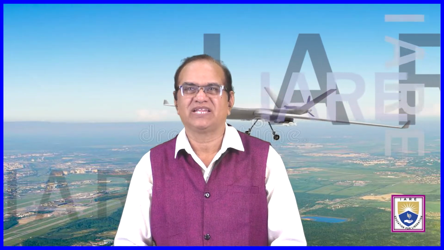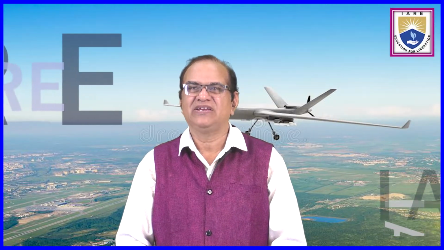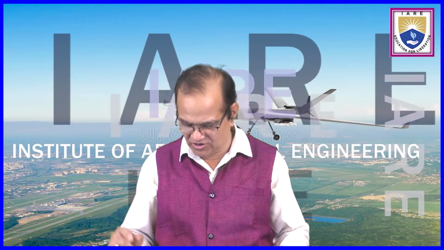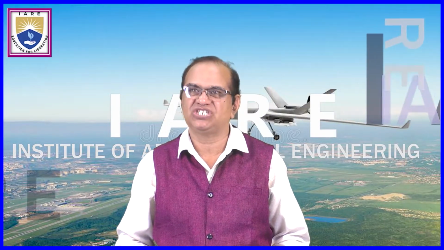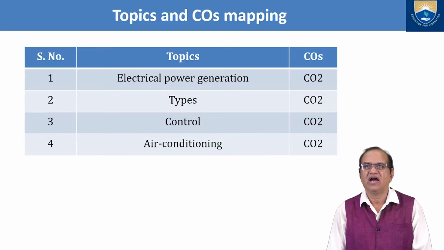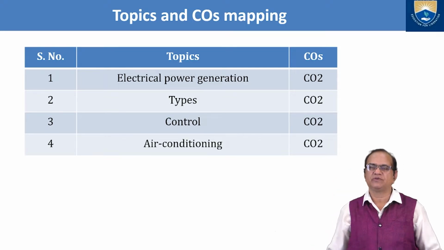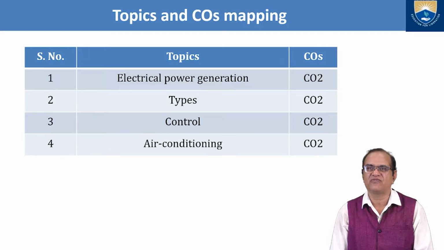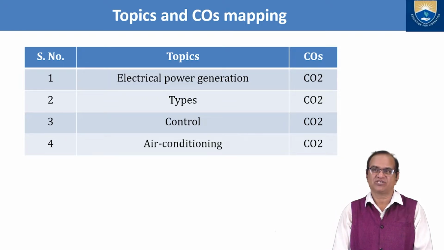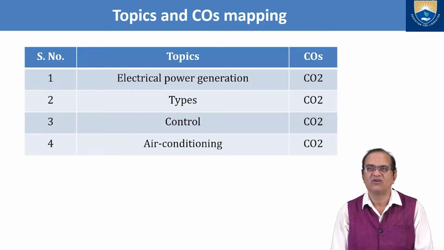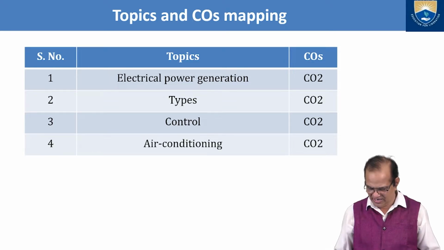So today I am going to take the aircraft electrical and air conditioning systems, only definition and terminology, not much in detail. Here are the topics and the CO mapping: electrical power generation, and the course outcome is CO2. We have different types of electrical power generation, also part of CO2. Then we have controlling of this power system, part of CO2. Then at the end, I will go for air conditioning and then I will end my lecture.